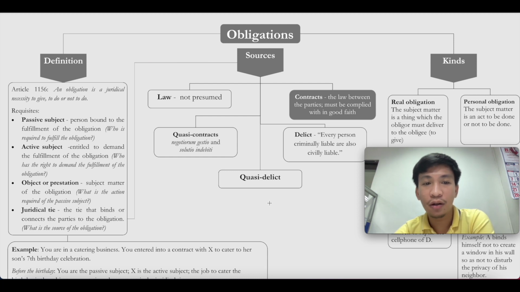So again, there are 5 sources of these obligations. We have law, contracts, quasi-contracts, delict, and quasi-delicts.